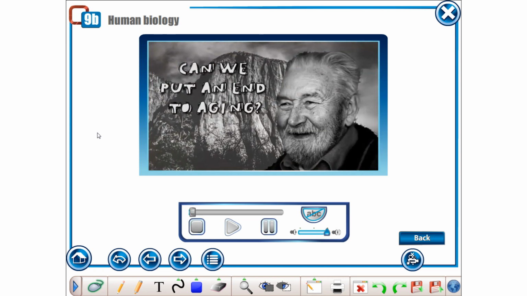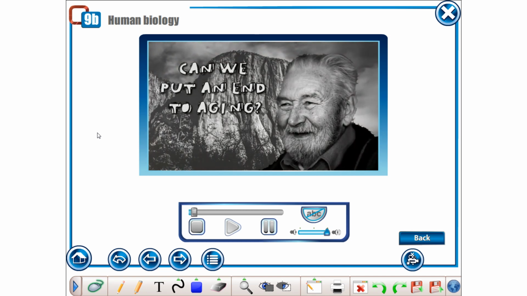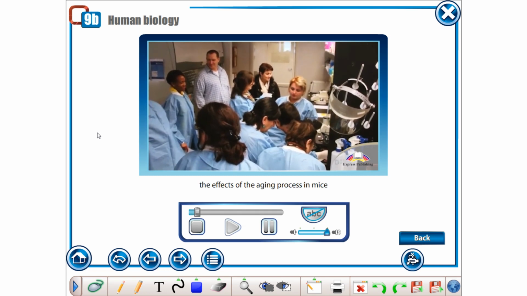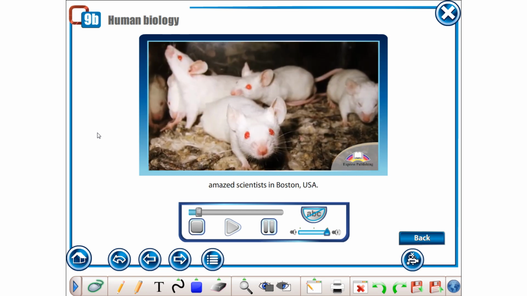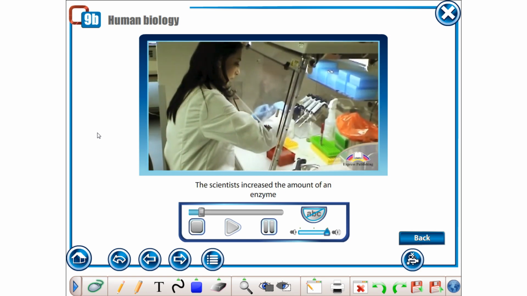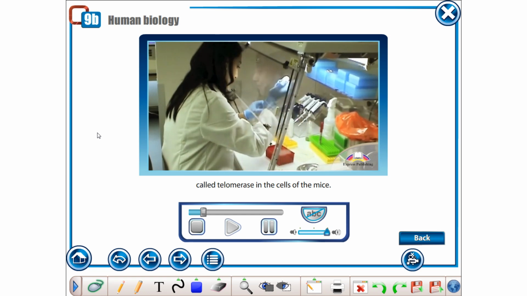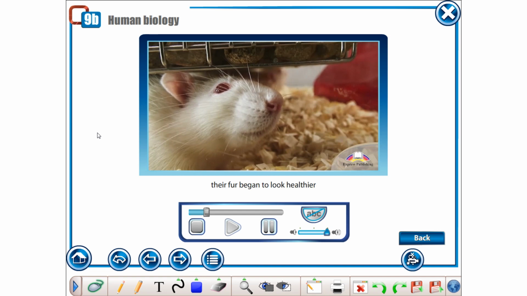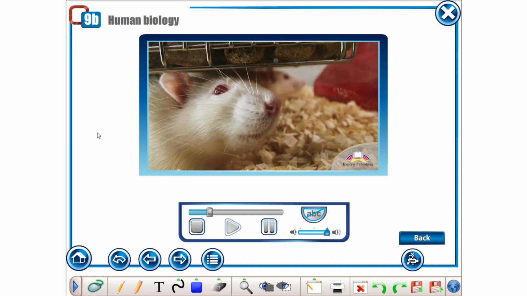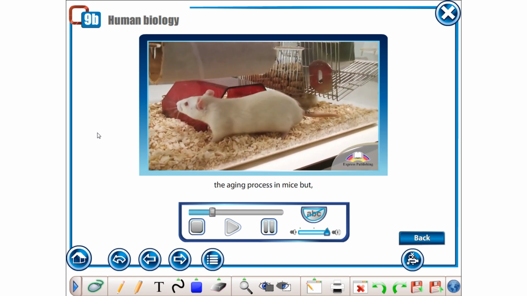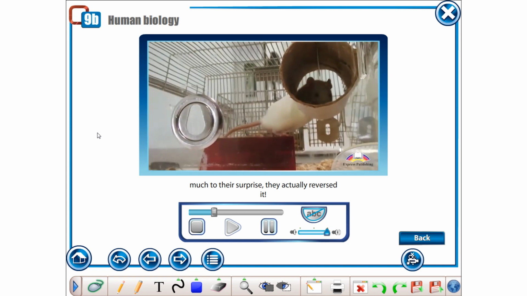Can we put an end to aging? The results of a recent experiment to slow the effects of the aging process in mice amazed scientists in Boston, USA. The scientists increased the amount of an enzyme called telomerase in the cells of the mice. The mice's fertility improved, their fur began to look healthier, and their brains worked better. The scientists were hoping simply to slow the aging process in mice, but, much to their surprise, they actually reversed it.